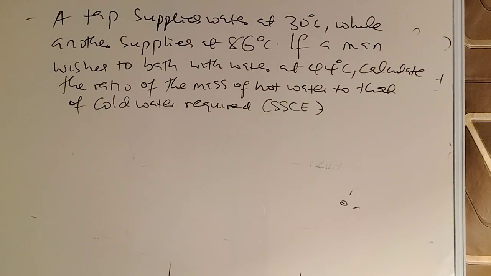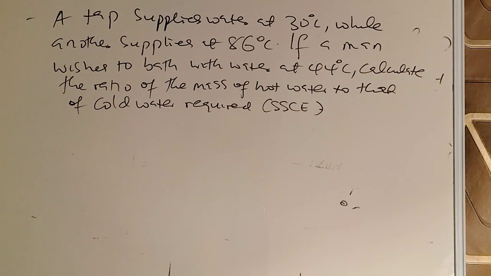So we look at this problem on the board that says a tap supplies water at 30 degrees Celsius, while another supplies at 86 degrees Celsius. If a man wishes to bathe with water at 44 degrees Celsius, calculate the ratio of the mass of hot water to that of cold water required. So this is our SSCE question. How do we solve this problem?